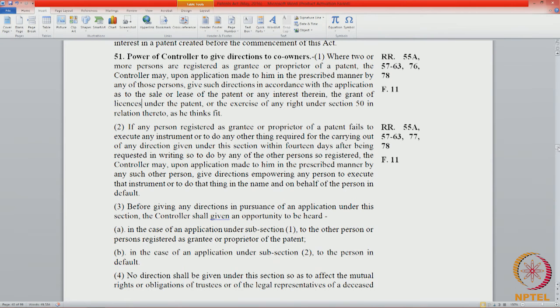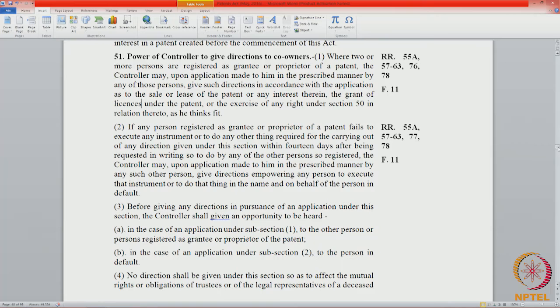Before giving any directions in pursuance of an application under this section, the controller shall give an opportunity to be heard in the case of an application under subsection 1 to the other person or persons registered as grantee or proprietor of a patent. In the case of an application under subsection 2, to the person in default. Now, before issuing a direction, after Form 11 is filed, the controller shall hear the other parties. In section 51(1), it will be the other proprietors.